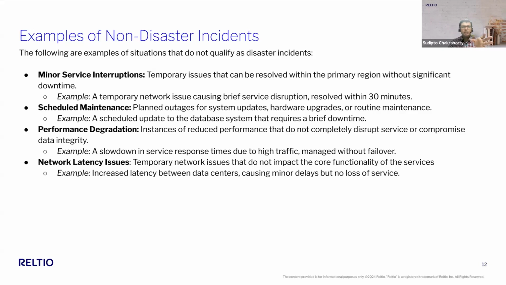Then performance degradation. There are times when the system might slow down or have reduced performance, and it is not completely down. So for example, high traffic could make response time sluggish momentarily, but everything still works, although slowly. So we will not declare this as a disaster incident. Instead, we'll mitigate by scaling up resources or tuning the system in the primary region. And since the service is still running and it's not a full outage, failover is not warranted.